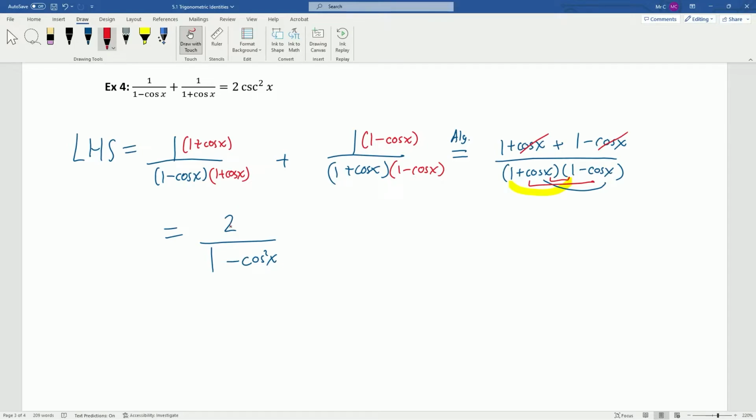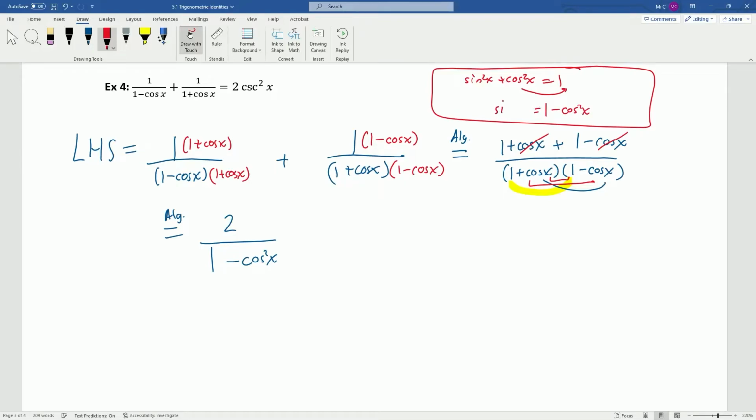Okay, so now I look at, what do I have so far? I have 2 over 1 minus cosine squared of x, and this is 2 cosecant squared of x. But if I think about cosecant squared of x, that's actually 1 over sine squared. So that looks a lot like this. So what do I remember? Well, I remember, again, that sine squared of x plus cosine squared of x equals 1. So if I subtract the cosine squared of x, it tells me 1 minus cosine squared of x is sine squared of x.